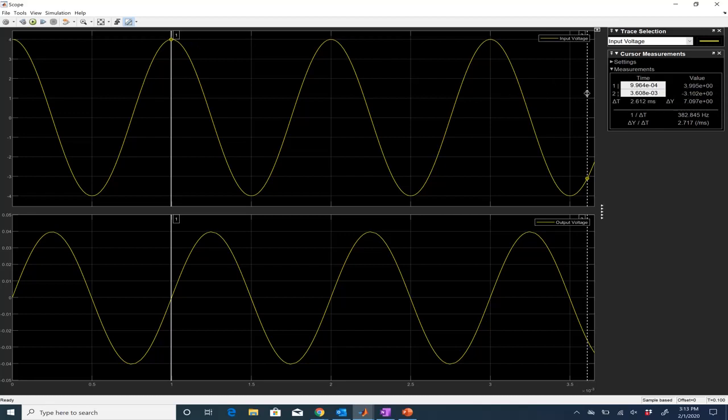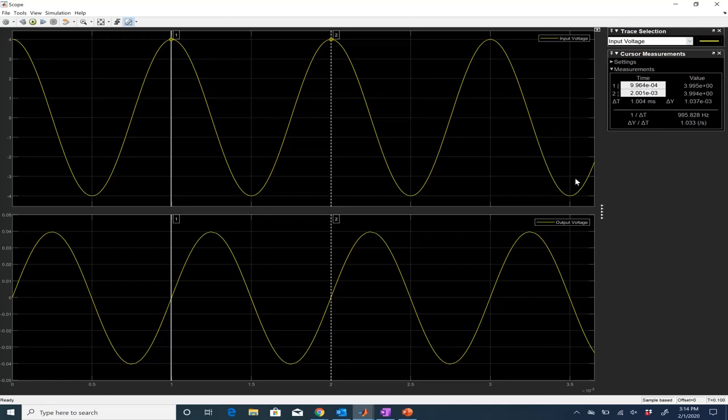Okay, so now I'm going to move this guy over. So notice the numbers for number 2 here. The time and the value for number 2 are moving as I move this guy. Again, I'm holding the left mouse button and dragging my mouse to the left. Set that to the peak value there. Okay, and I see that the delta t is 1.004 milliseconds.